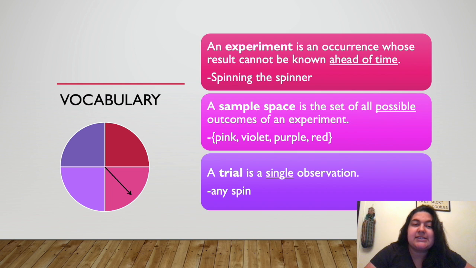Our next word is a sample space, and that's the set of all possible outcomes of an experiment. So in this case with my spinner, my possible outcomes are red, purple, violet, and pink. It's not green, blue, etc. My next vocab word is a trial. A trial is a single observation. It sounds a lot like try, right? Like you're just trying one time. Okay, so a trial is just a single observation.